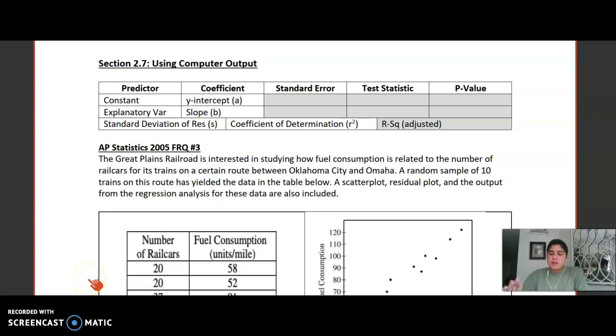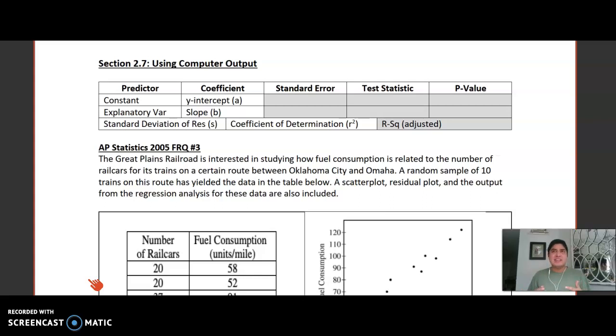Alrighty, so here we go, one of the last few lessons of our linear regression unit, and this is about computer output. It's quite common on the AP Stat exam for you to get this computer output and then just have to apply all the interpretations that we've been practicing over the last few lessons. And so this can happen in the FRQ portion, or this can happen in the multiple choice section.